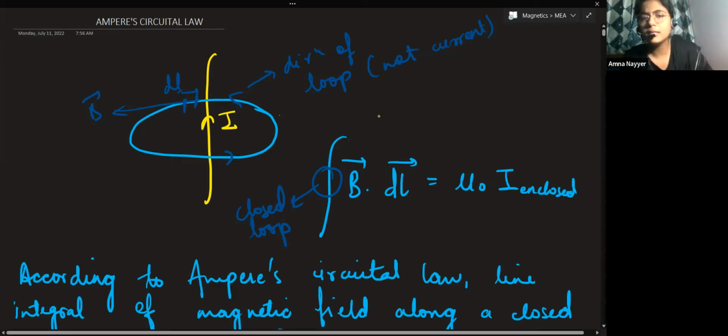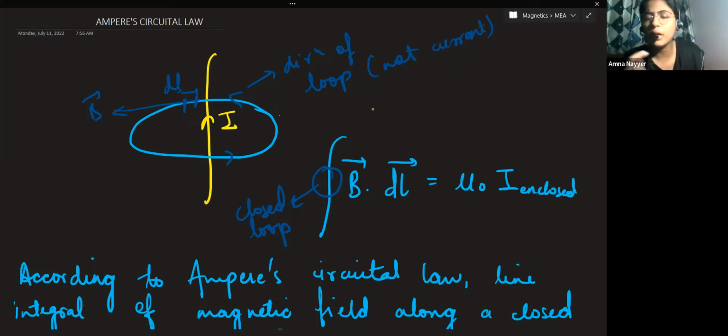In the last class, we had started with Ampere Circuital Law. We just discussed what Ampere Circuital Law was, so I'm repeating it again. Ampere Circuital Law is the line integral of the magnetic field. By line integral we mean the integration of B dot dl. This is equal to mu naught, that is permeability, times the current enclosed. So B dot dl is equal to mu naught times the current enclosed.